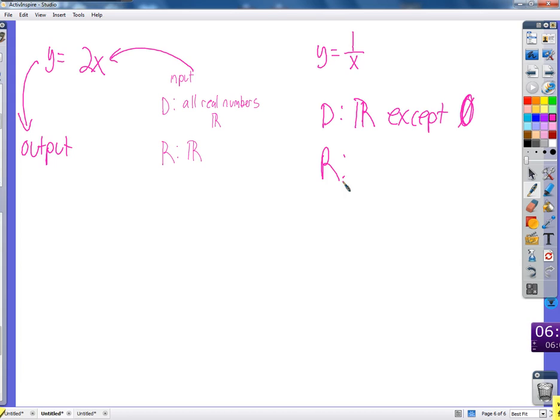And let me ask you this, can you get 0? What number would you put in for x to get 0? Not 0, we know that. You can't divide by 0. Negative 1. One divided by negative 1 is 0? What's 1 divided by negative 1? Negative 1. Can you put in a number, divide 1 by some number, and get 0?